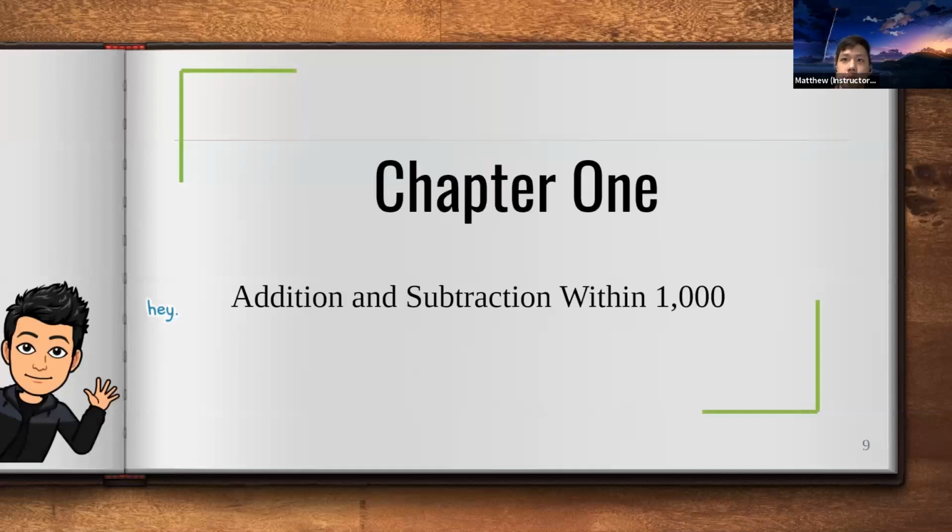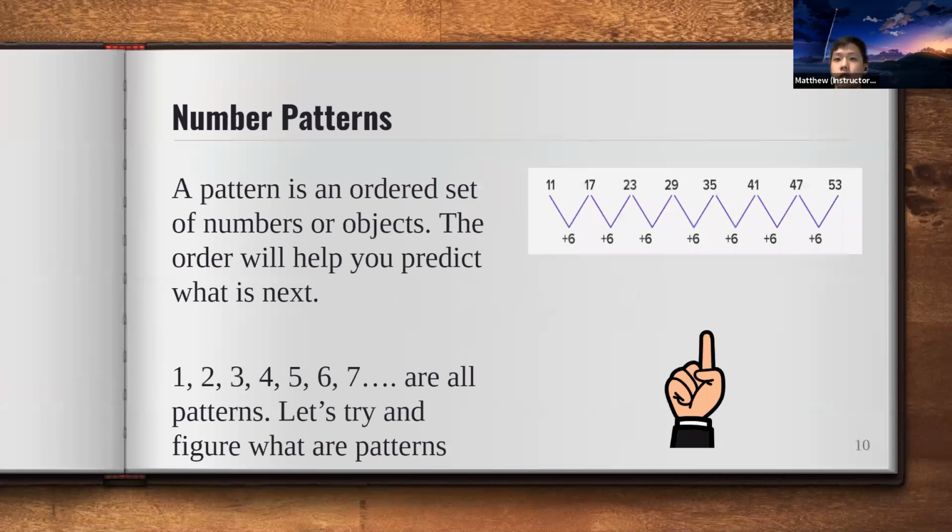So chapter 1 is addition and subtraction within 1,000. Let's start with number patterns. A pattern is an ordered set of numbers or objects. The order will help you predict what's next. For example, 1, 2, 3, 4, 5, 6, 7. That's a pattern because that's all plus 1. Or as seen in the image, 11, 17, 23, 29, 35, 41, 47, 53. That's also a pattern. It's just plus 6, plus 6, plus 6, plus 6, and so on.